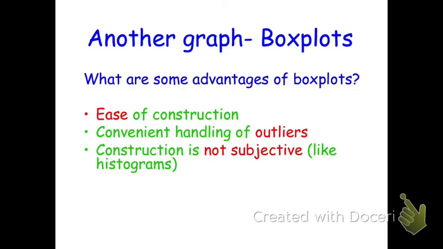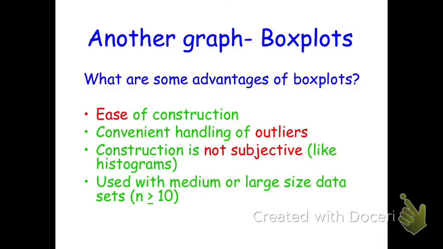All box plots will look the same. So AP tests use box plots a lot because when they're grading, everybody's is going to look the same. If they're grading a histogram or a stem and leaf, your answer might be different than your neighbor's. They could both be correct, but AP tests don't like that because it takes longer to grade. You have to have data sets that are larger than 10, otherwise a box plot will not work. So if you have anything less than 10, you're going to use a dot plot.